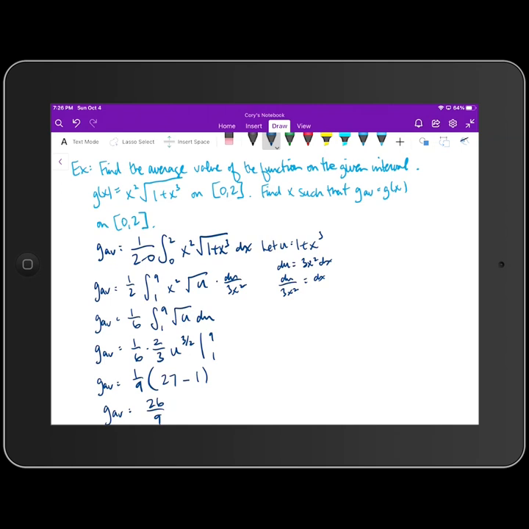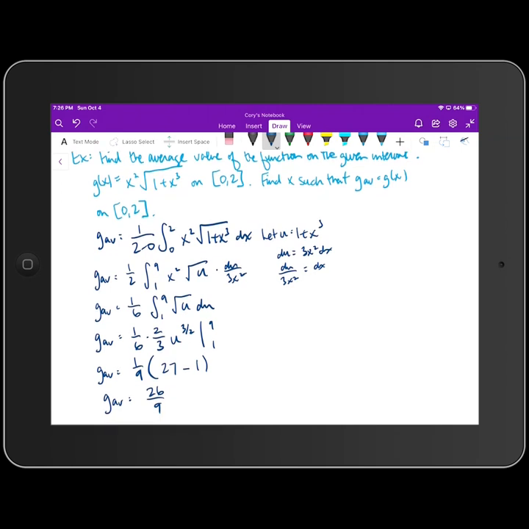Well, if we take a look at every value between 0 and 2, the argument of the radical for all of those values is going to be positive, which makes the function defined on that closed interval from 0 to 2, thereby making it continuous on that closed interval. Okay, so there has to be some point where the function is equal to its average value. So we're going to set the function x squared times the square root of 1 plus x cubed equal to the average value, 26 over 9. And you're going to need your calculator to do this.